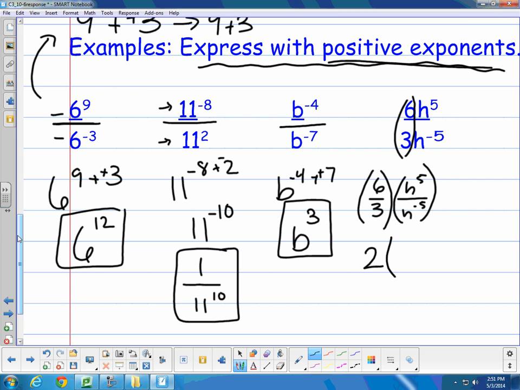So here then I have h to the 5th minus a negative 5th. Be very careful. A lot of people might have just subtracted and got 0, which would not be the correct answer. So I'm going to add my opposite. And I have 2 times h to the 10th power.